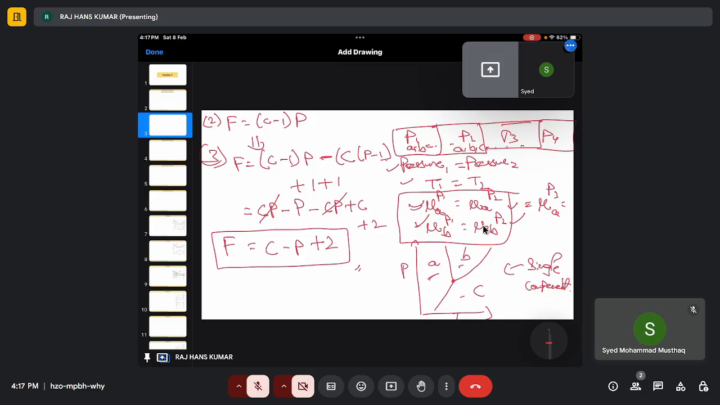Now, solid, liquid, gas. Now, what is the degrees of freedom at this point? Right. So the number of components is 1.